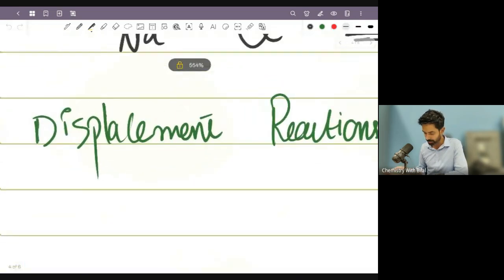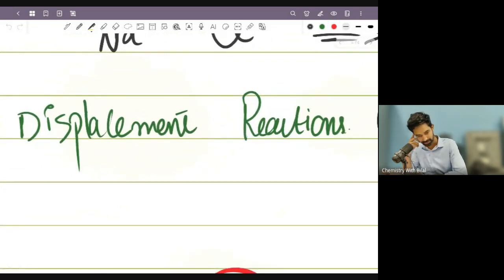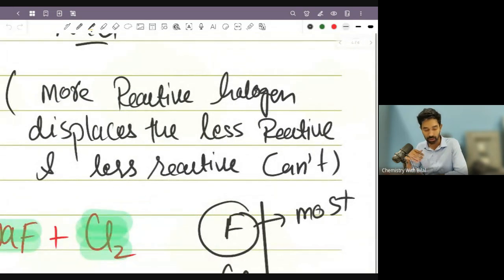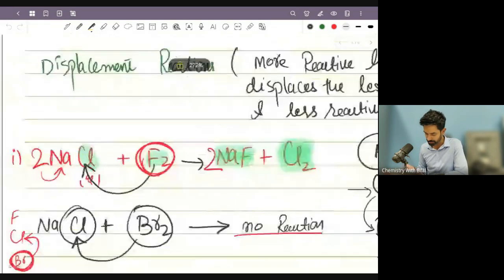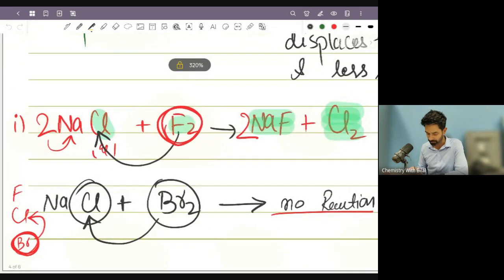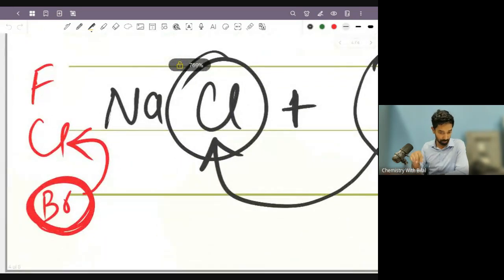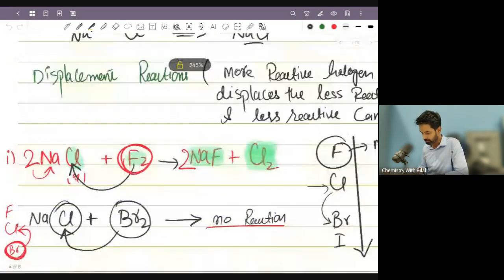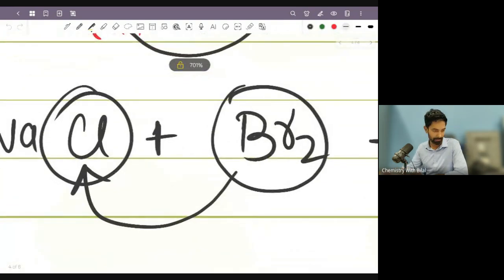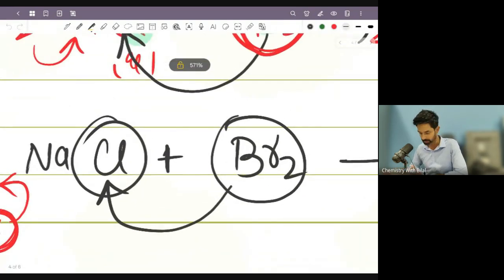These are the most important and obvious questions, inshallah, in your CAIE exam: the displacement reaction. The idea is a more reactive halogen can displace the less reactive halogen from its aqueous salt, and a less reactive one would be unable to displace. An example includes sodium chloride reacting with fluorine. Fluorine will displace the chlorine, because fluorine is above chlorine in the group. Fluorine is more reactive. It will displace, getting NaF, and then chlorine is displaced. But bromine cannot displace chlorine because it is less reactive. Done.